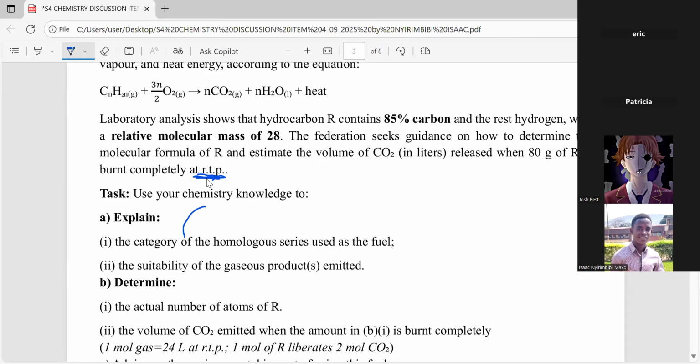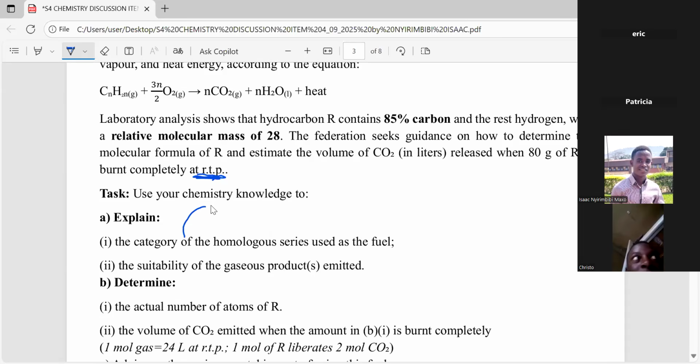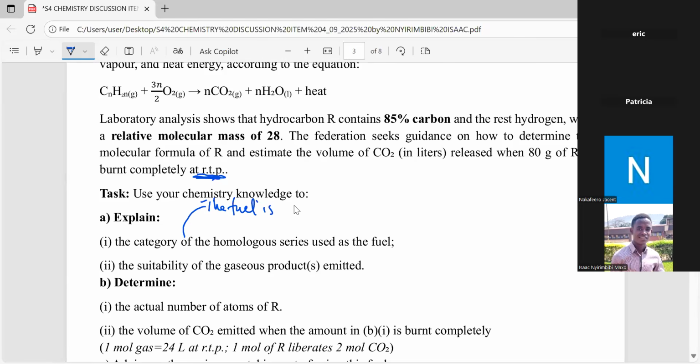Let me just say the category is alkanes. Because the category of the homologous series is CnH2n. Yeah, the category of alkanes. Is what? Is an alkene, okay. Alkane. No, wait, sorry, it's alkene. Okay, that's what I wanted to find out.